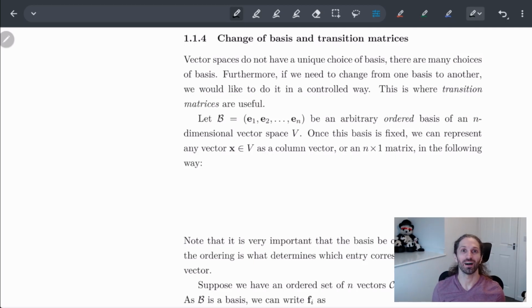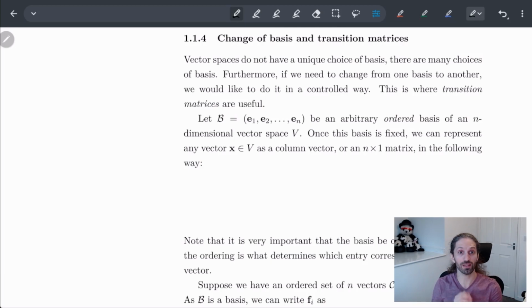Hiya. So in this video, we're going to be talking about change of bases and transition matrices. And this is basically coming from the idea, I think last video, we talked about how we might have more than one basis for a vector space. So there's multiple bases. So how do we go from one basis to another basis? And this is basically where the idea of change of basis and transition matrices are coming from.